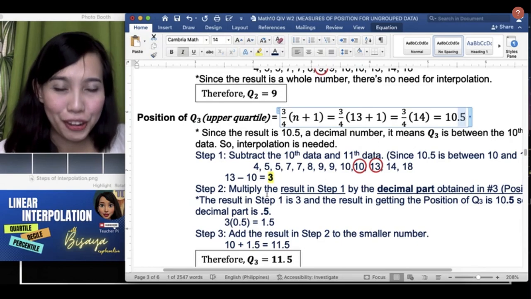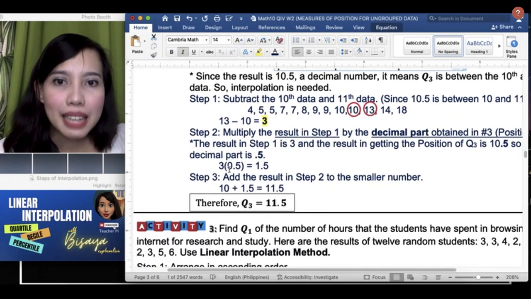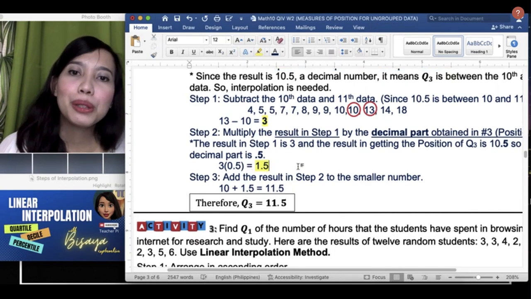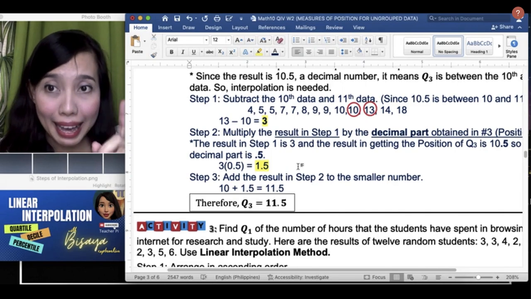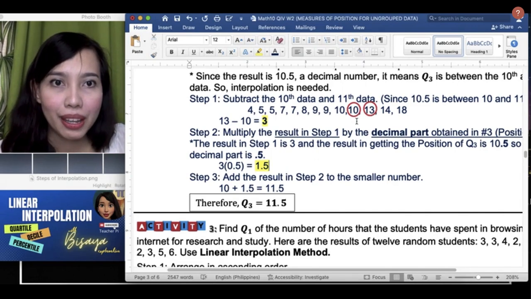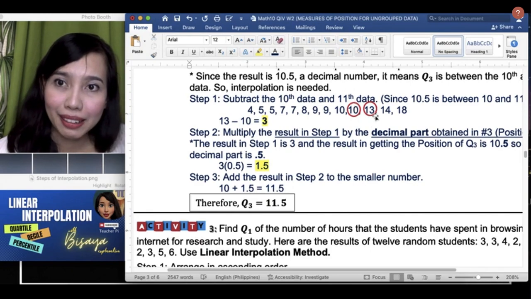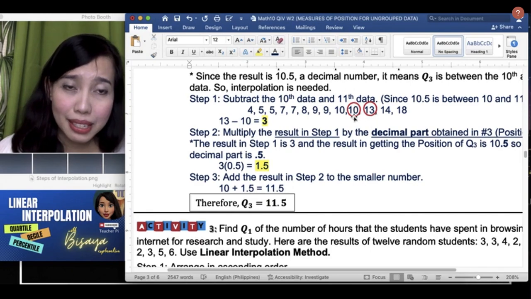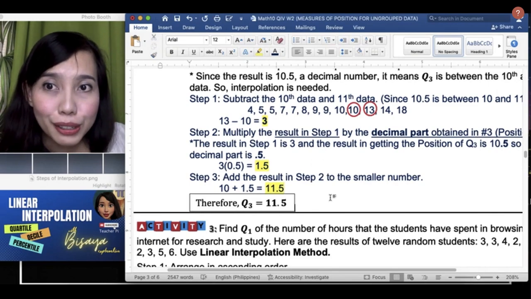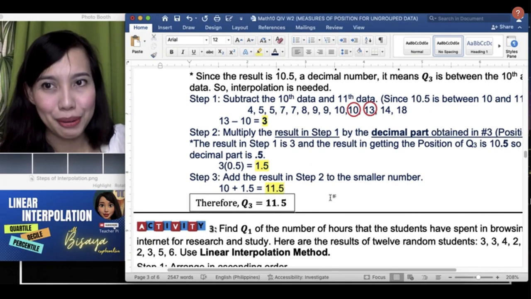3 times 0.5 is 1.5. After we multiply, atuan na siyang i-add, i-plus nato siya dito sa mas gamay nga number. 10 or 13? That's 10. Si 10 mas gamay sa 13. So 10 plus 1.5, we get 11.5. Therefore, Q sub 3 is 11.5.